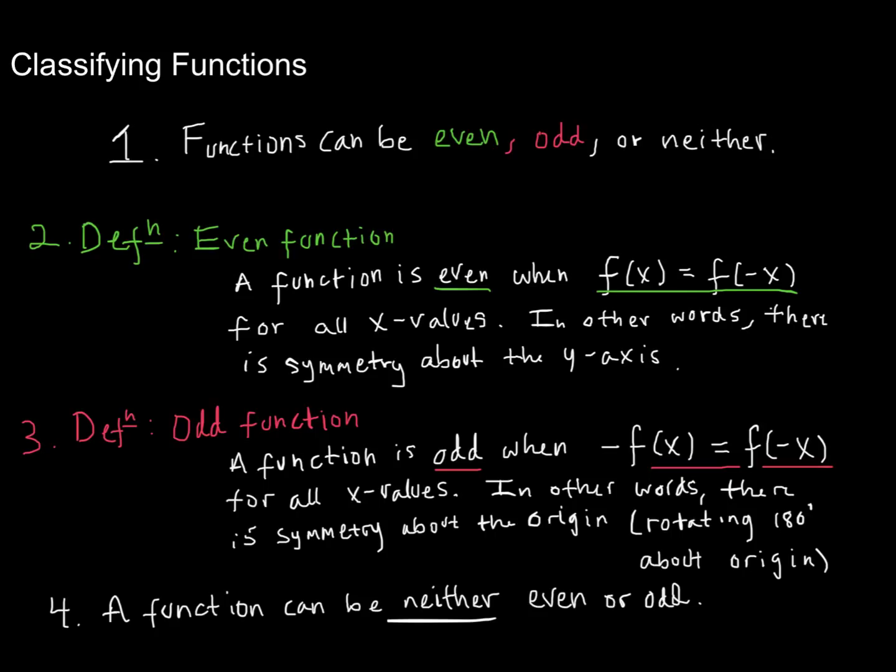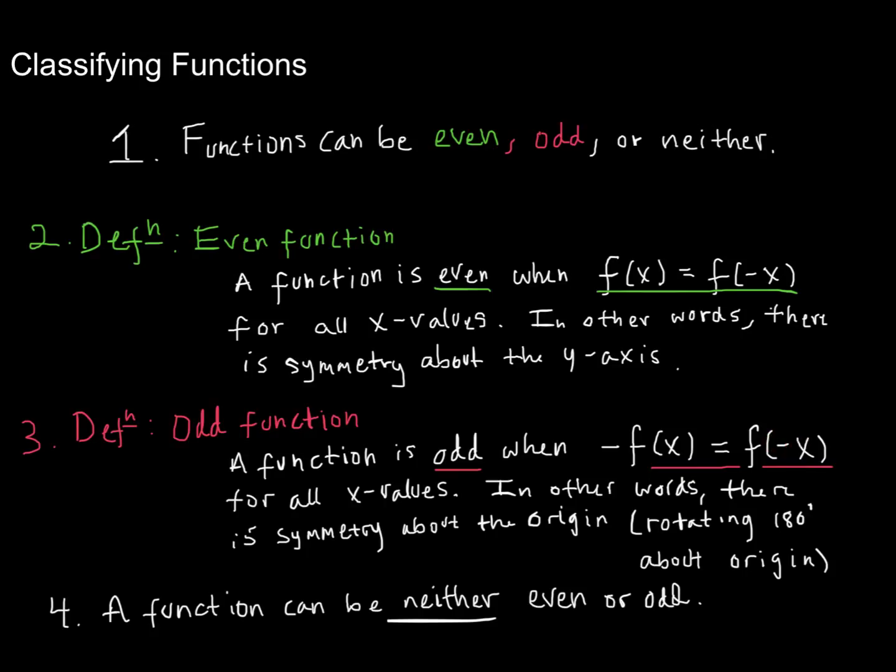So that's where you get the symmetry from. An odd function is odd when negative f of x is equal to f of negative x. Well, think about what that means. Remember when we plugged in 2 to x cubed? Well, if you plug in a positive value, then you're going to get a positive value back. If you plug in a negative value, you're going to get the exact same thing except negative, meaning that f of x, but multiplied by a negative, will be equal to f of negative x.